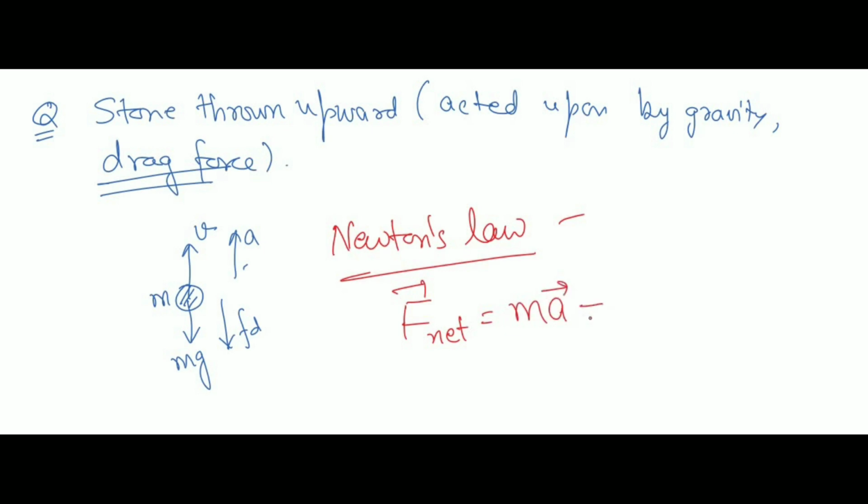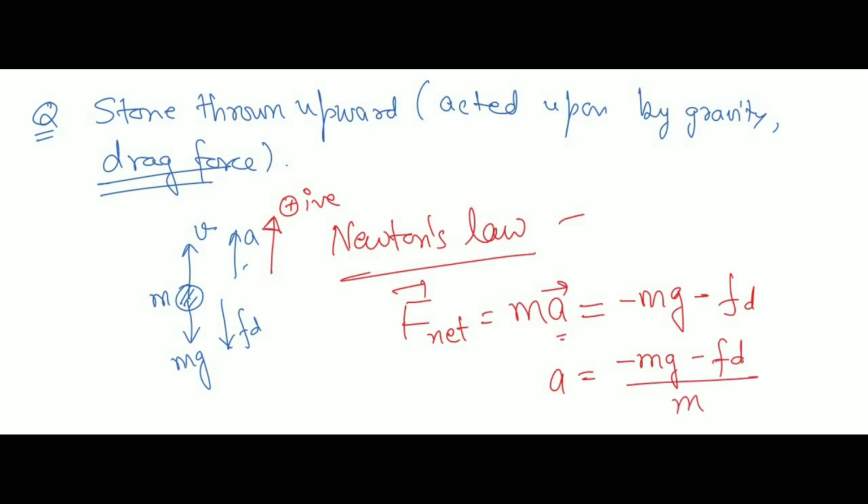Now let us see what the net force is. We are calling the upward direction the positive direction, so this acceleration is positive. One of the forces is minus mg, in the downward direction. There is another force Fd, the drag force, also in the negative direction. So the acceleration can be written as a = (-mg - Fd)/m, where Fd is just the symbol for the drag force.